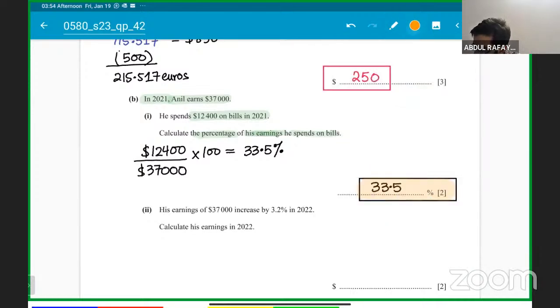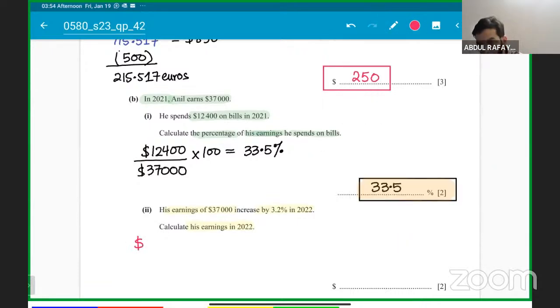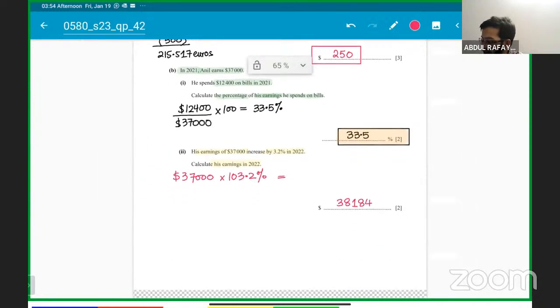Then you have that his earnings of $37,000 increased by 3.2% in 2022. Calculate his earnings in 2022. It's very simple, you don't have to go backward, you just have to go forward. 37,000 were the earnings in 2021, and now the earnings are increasing by 3.2%, which means you can directly find 103.2% of the figure and you will get the 2 marks. Or you can first find the 3.2% and then add up, or do it directly. That is 38,184. You can do it directly and get the 2 marks.